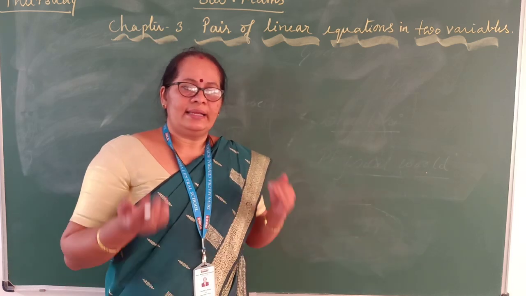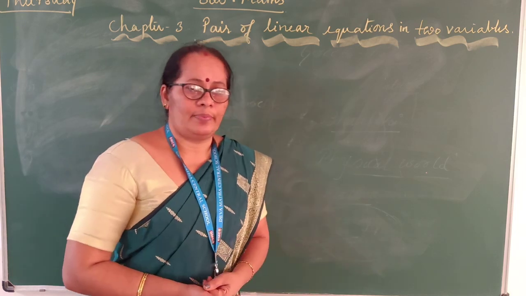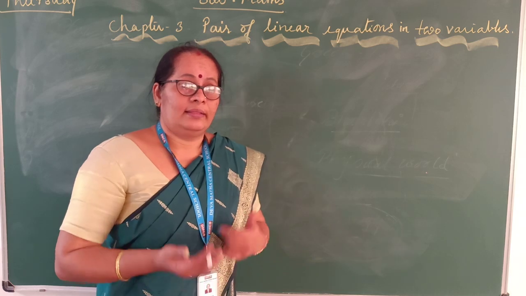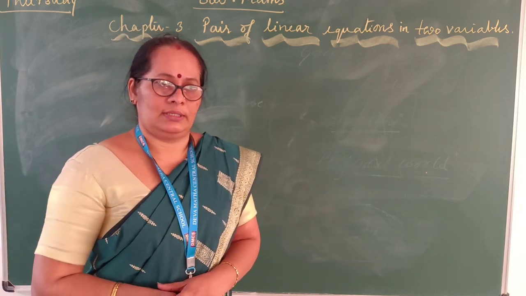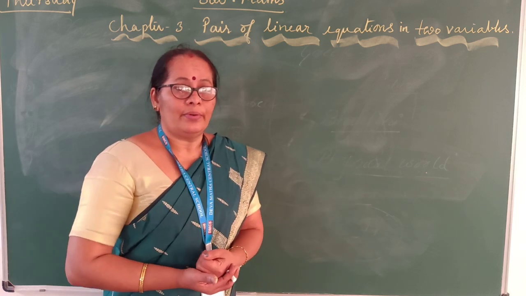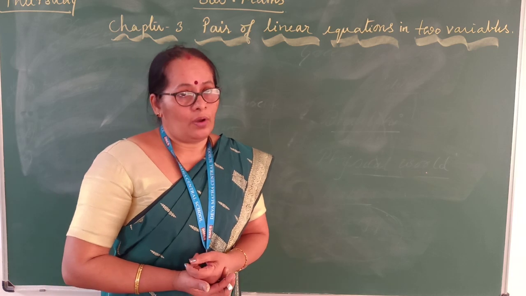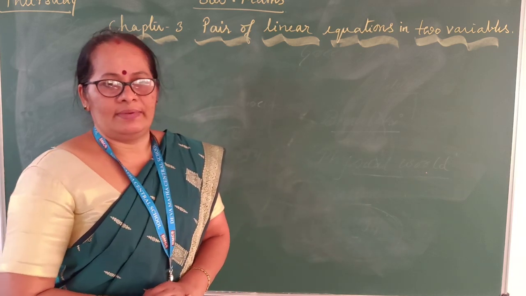When the lines are intersecting, then that pair of lines is called a consistent pair of equations. When the lines are parallel, it is called an inconsistent pair of equations. When the two lines are coincident, it is called a dependent pair of equations. So all this we discussed in our previous class.